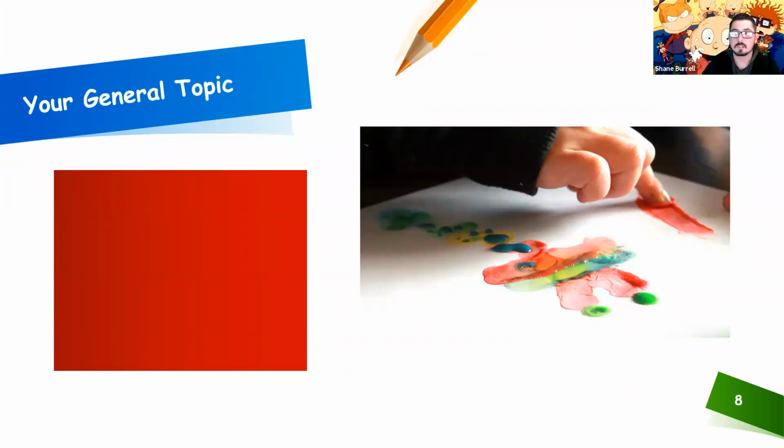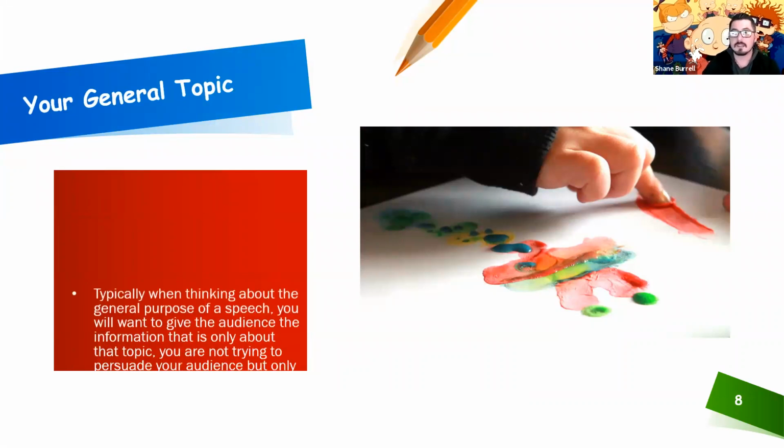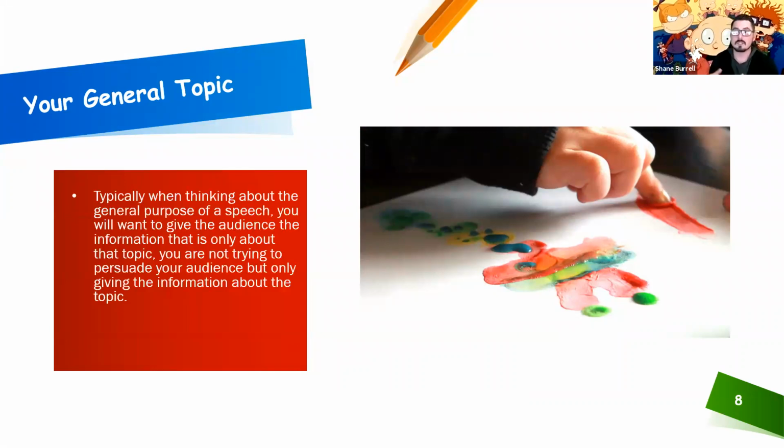So when thinking about the general purpose of a speech, you'll want to give the audience information that is only about that topic. You're not going to try to persuade your audience or give your audience anything outside of what the topic is about. You're really only giving us the general purpose of that topic. Typically you're going to use this in your informative speech, but this can also be used in your persuasive speech. But keep in mind, the general topic is just speaking about something generally. You're not telling us specifically what you want to accomplish.